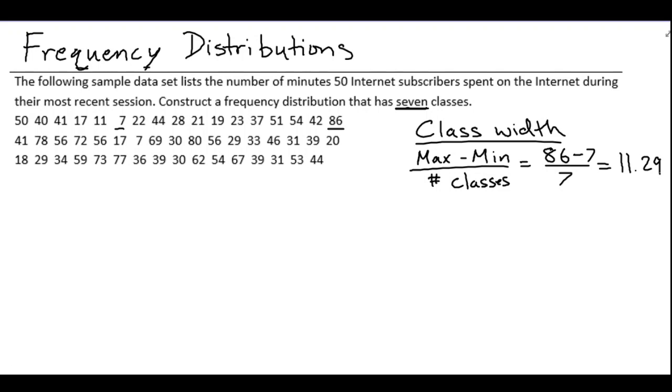I don't really want to keep finding 11.29 from one class to the next. So when we're doing our frequency distributions, even if it's 0.1 or if it's 0.001, you've got to remember, we always round this up. That way it ensures that we get our last data entry for our maximum value of 86. If you don't round up, in some cases you're going to end up missing out on your largest value. So we're going to round up. Our class width is going to be equal to 12. This is what we're going to use to find our classes.